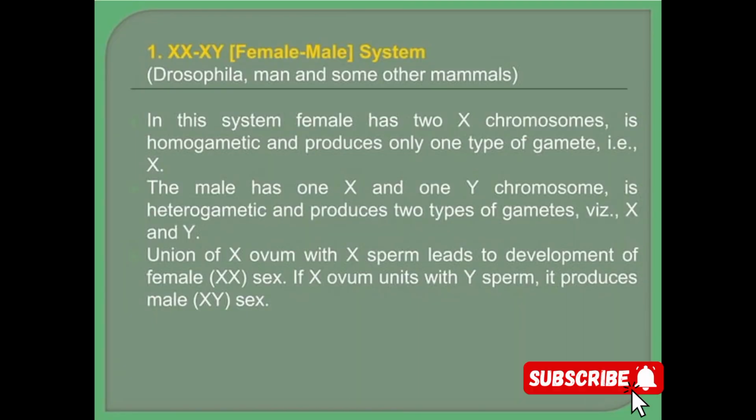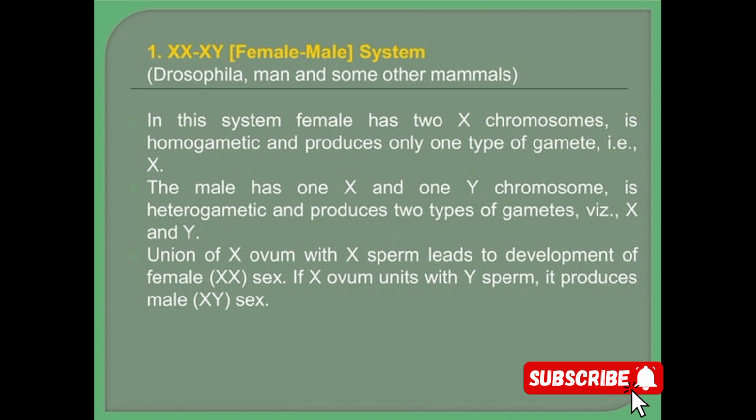So first of all, XX-XY female-male system, which is present in Drosophila, man, and some other mammals. It is also present in some angiospermic plants. In this system, females have two X chromosomes, so female is homogametic and produces only one type of gamete, that is X containing ova. The male has one X and one Y chromosome, and it is heterogametic, and it produces two types of sperm, X containing sperm and Y containing sperm. So the sex of the individual is determined by the type of the sperm combined with the egg.